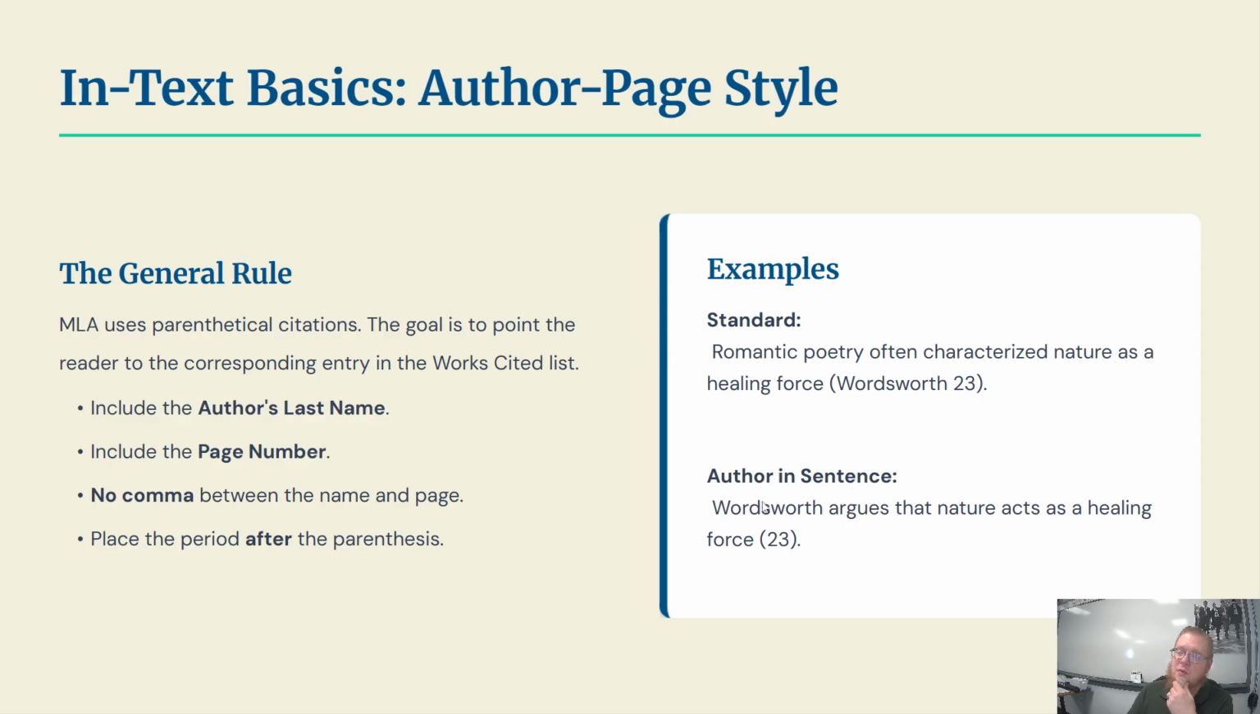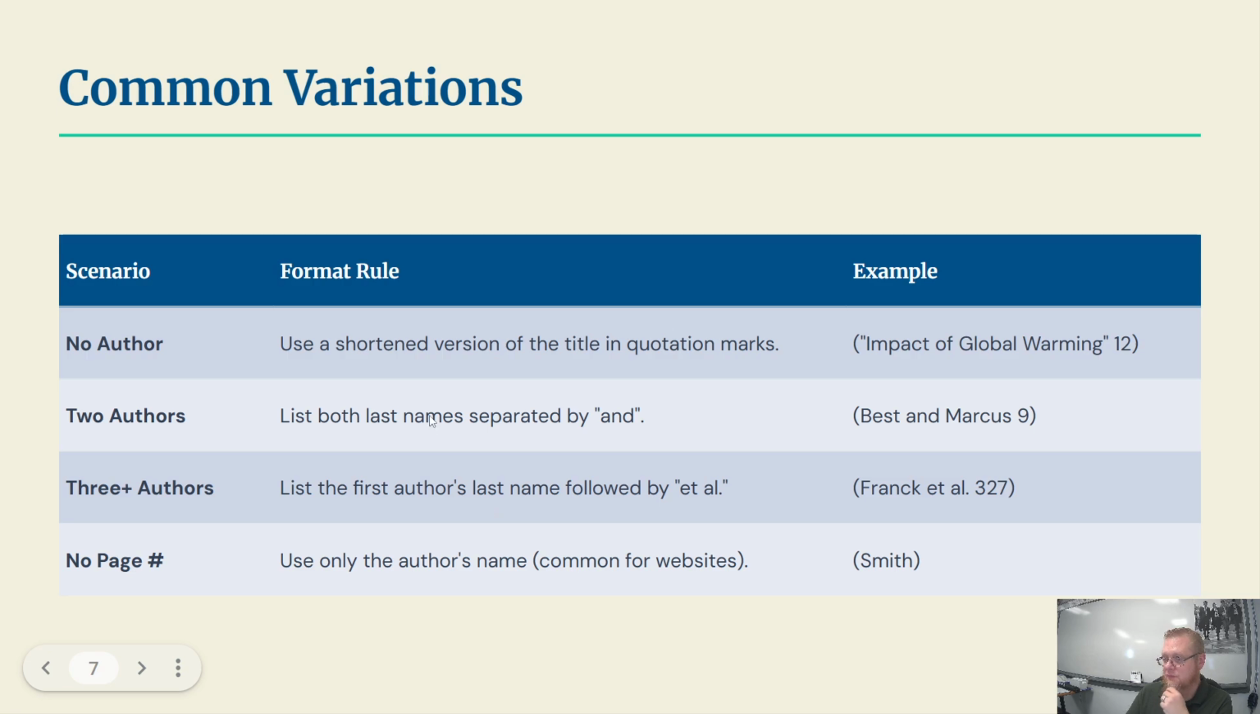All right, another way you can do this, if you use the name of the author in the sentence, say, Wordsworth argues that nature acts as a healing force. When you use the author's name in the sentence, you don't have to put the author's name again, you don't have to repeat yourself in the citation. Instead, you just put the page number. Hopefully that's helpful. Some common problems with that.